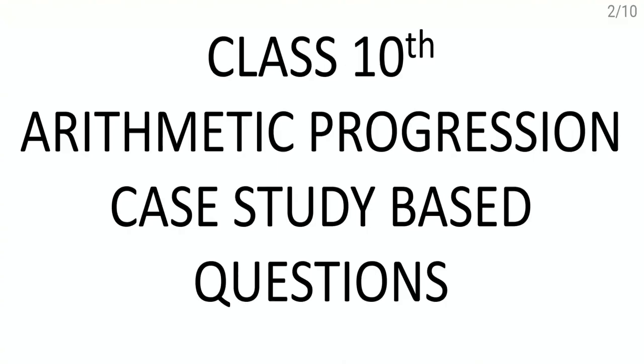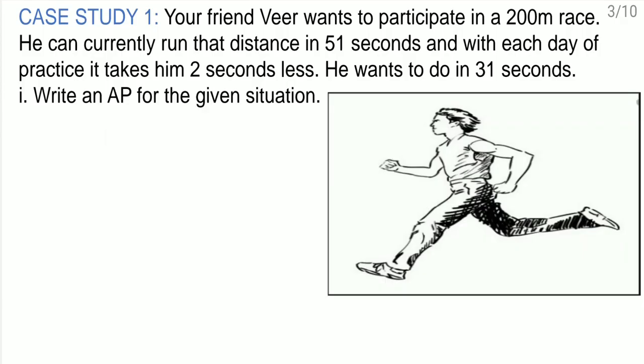Today we'll see class 10th arithmetic progression case study based questions. First one, your friend Veer wants to participate in a 200-meter race. He can currently run that distance in 51 seconds, and with each day of practice, it takes him 2 seconds less. He wants to do it in 31 seconds. Write an AP for the given situation.